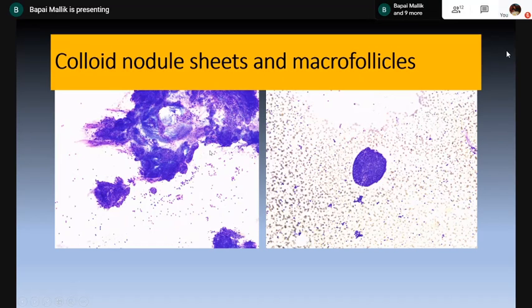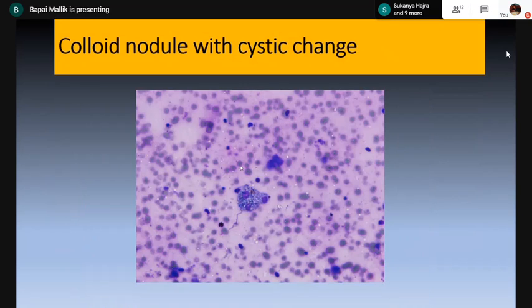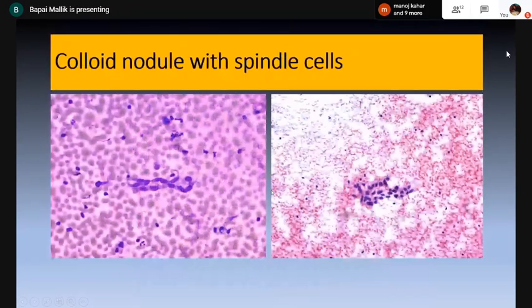But this really doesn't mean anything, because when there is a lot of colloid and the cells are just getting stripped off the macrofollicles, it should not raise any concern. Another macrofollicle in a colloid nodule. This is a colloid nodule with a cystic change. So there's a watery colloid and some cyst cells over here.